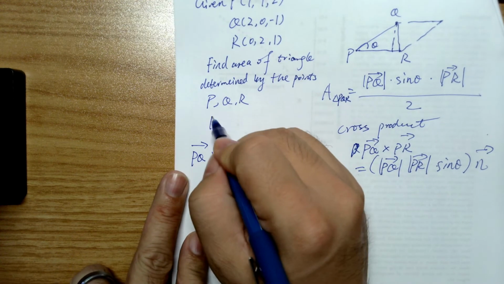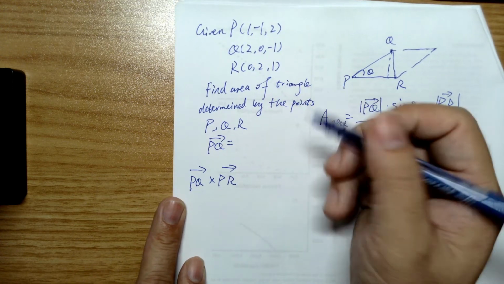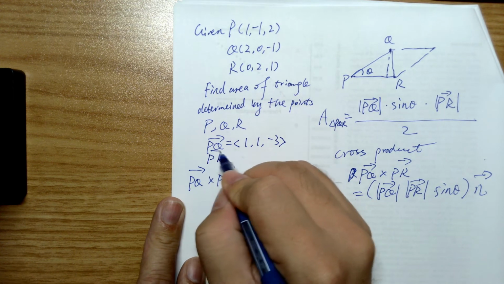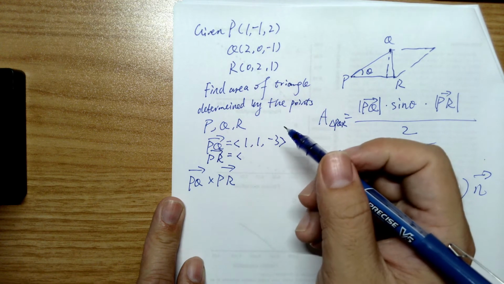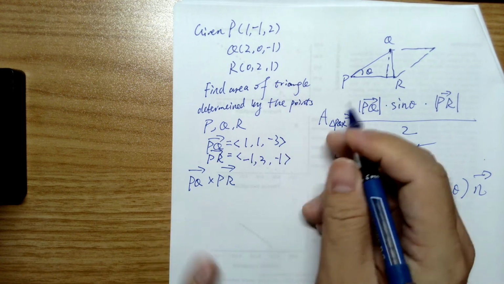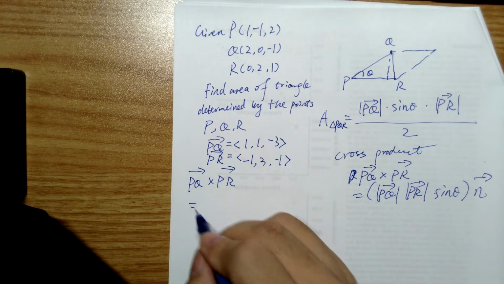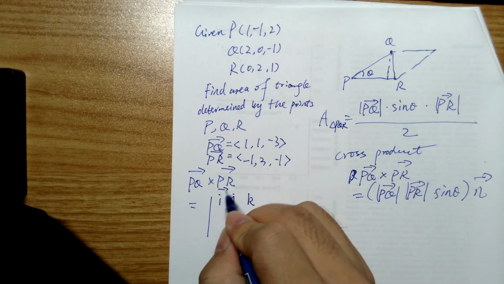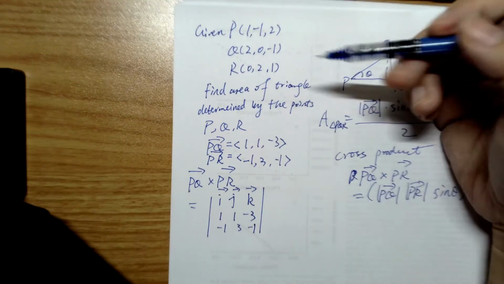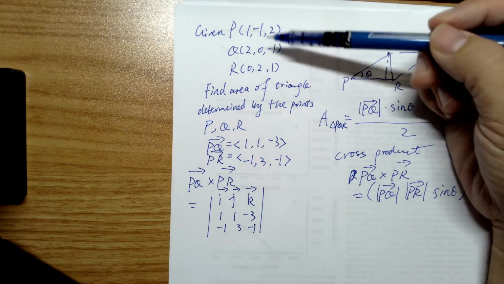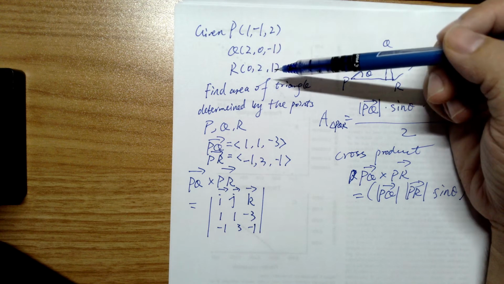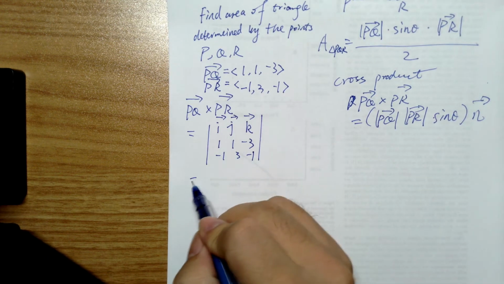Okay, so PQ in this problem is going to be (1, 1, -3). Okay. PR, it's going to be (-1, 3, -1). Okay. That's what we got. So i, j, k, so 1, 1, -3, -1, 3, -1. Let's check. So PQ is 1, 1, -3. Okay, good. PR is -1, 3, -1. Okay, good.